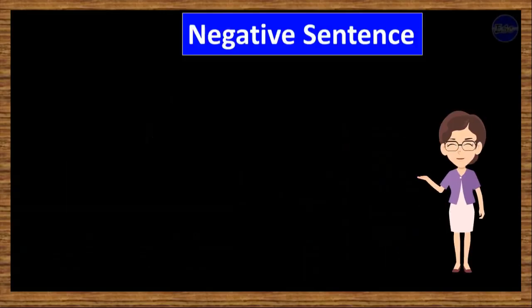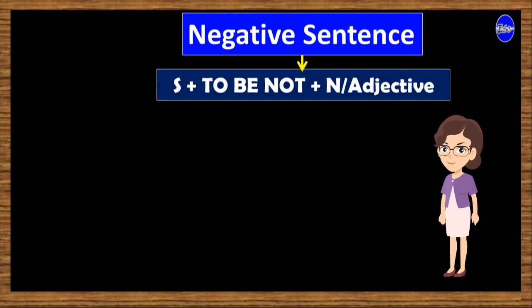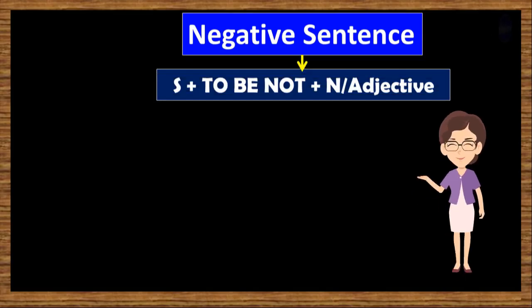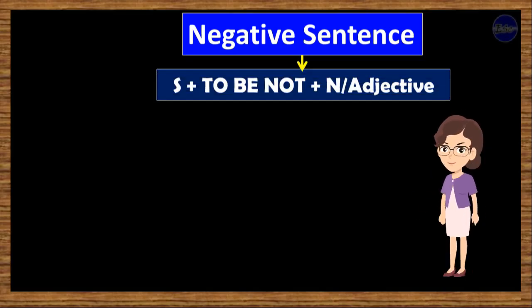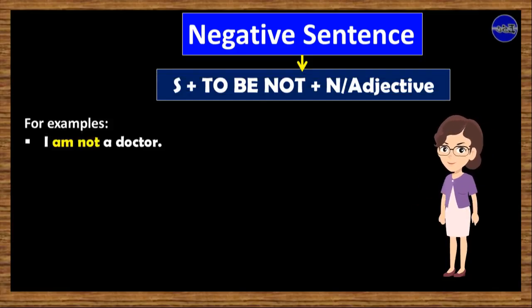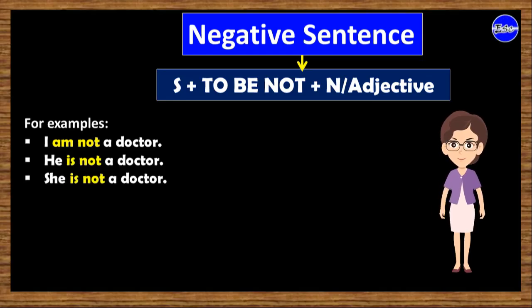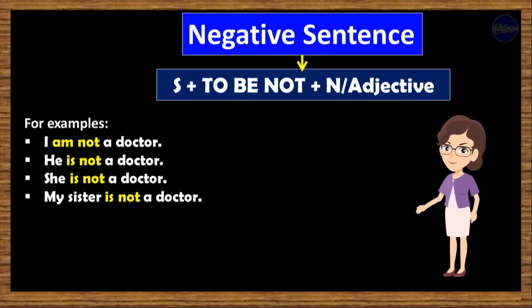If we want to make these sentences into negative form, then we just need to add not after to be, in which the formula is subject plus to be, not, plus noun or adjective. For examples, I am not a doctor. He is not a doctor. She is not a doctor. My sister is not a doctor.